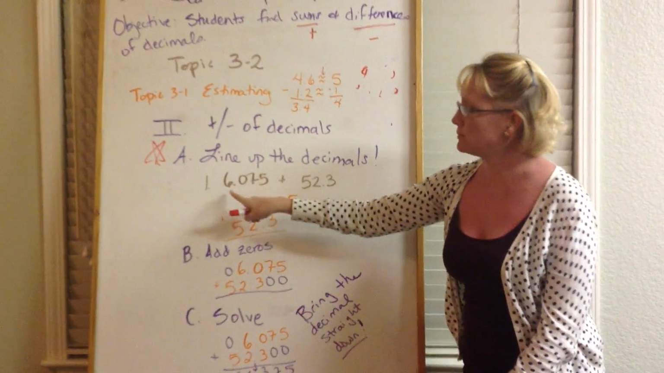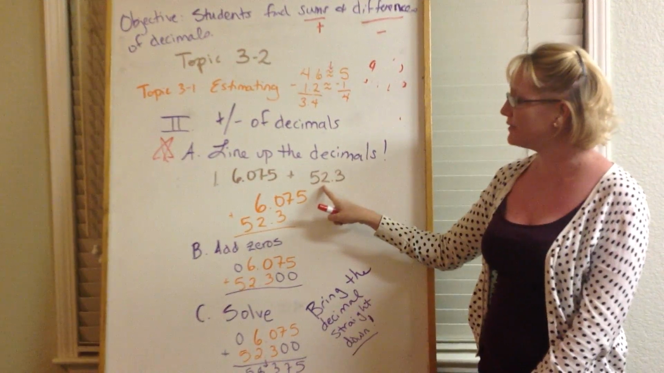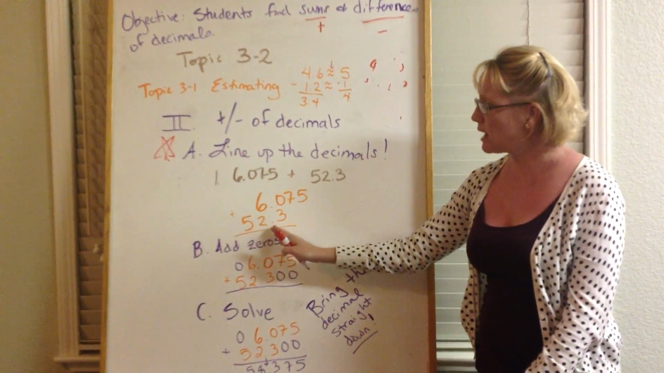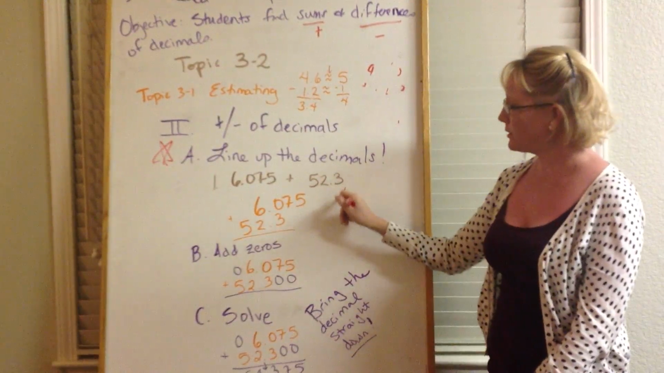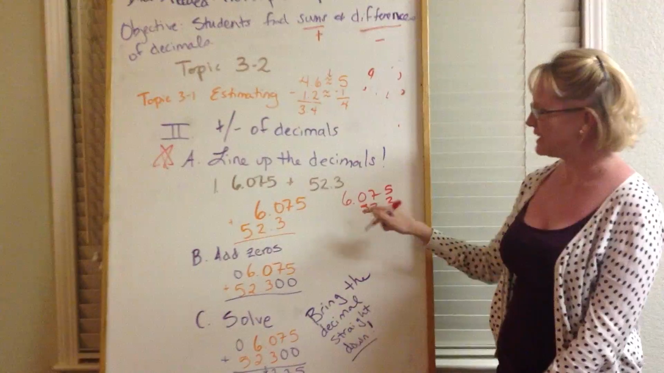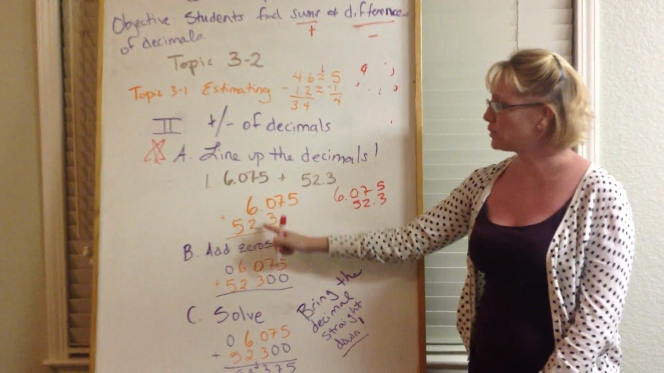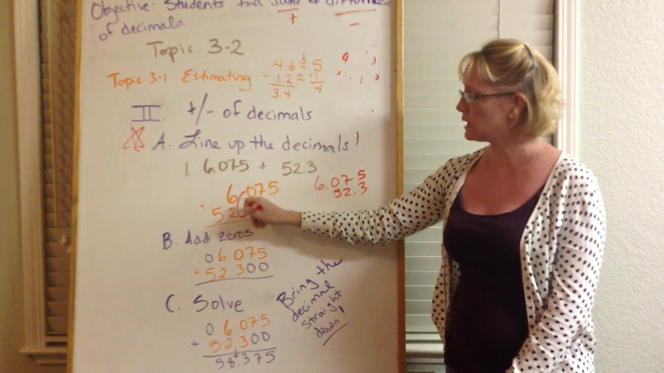So if I had this problem, 6 75 thousandths plus 52 3/10, I'm going to add these together, so I need to line them up. See how they're not lined up? I'm not going to line them up from left to right. See how my decimals are diagonal? No! They need to be right on top of each other. They're going to be right on top of each other like that.